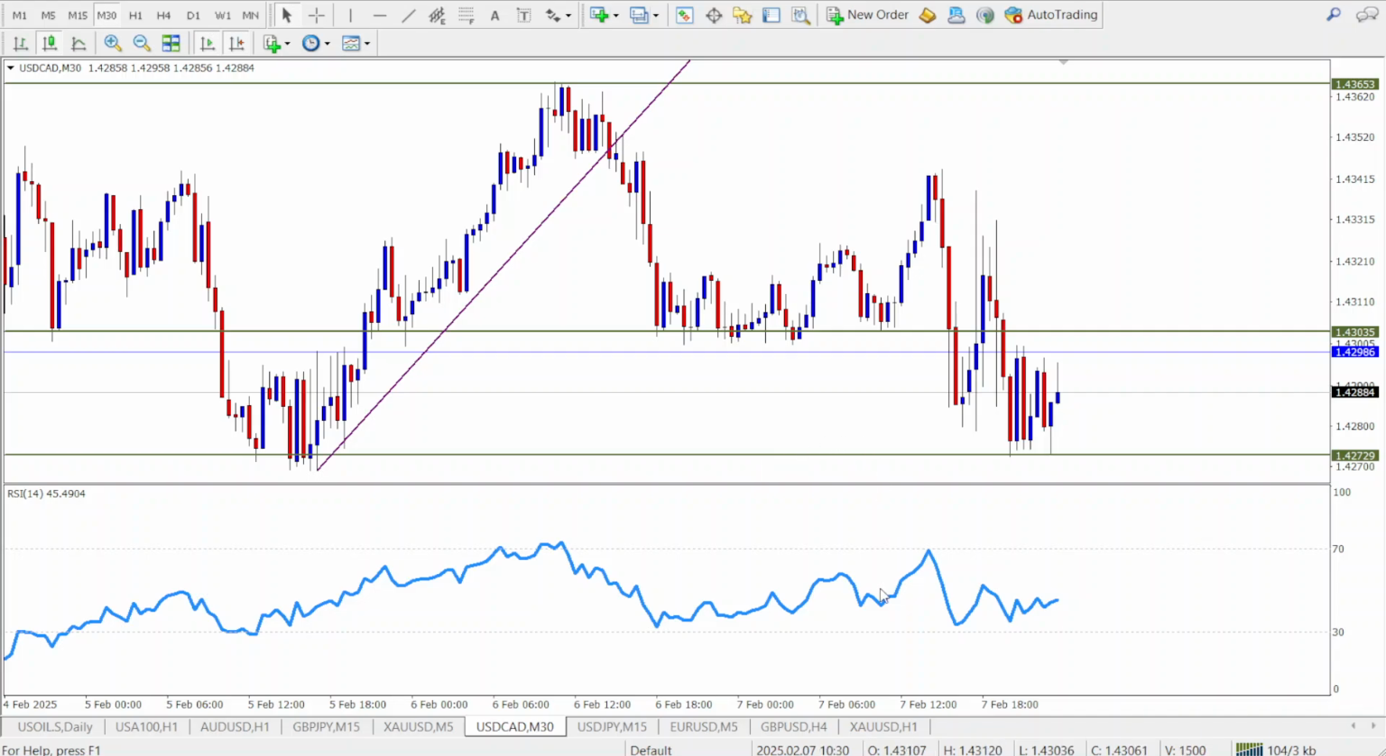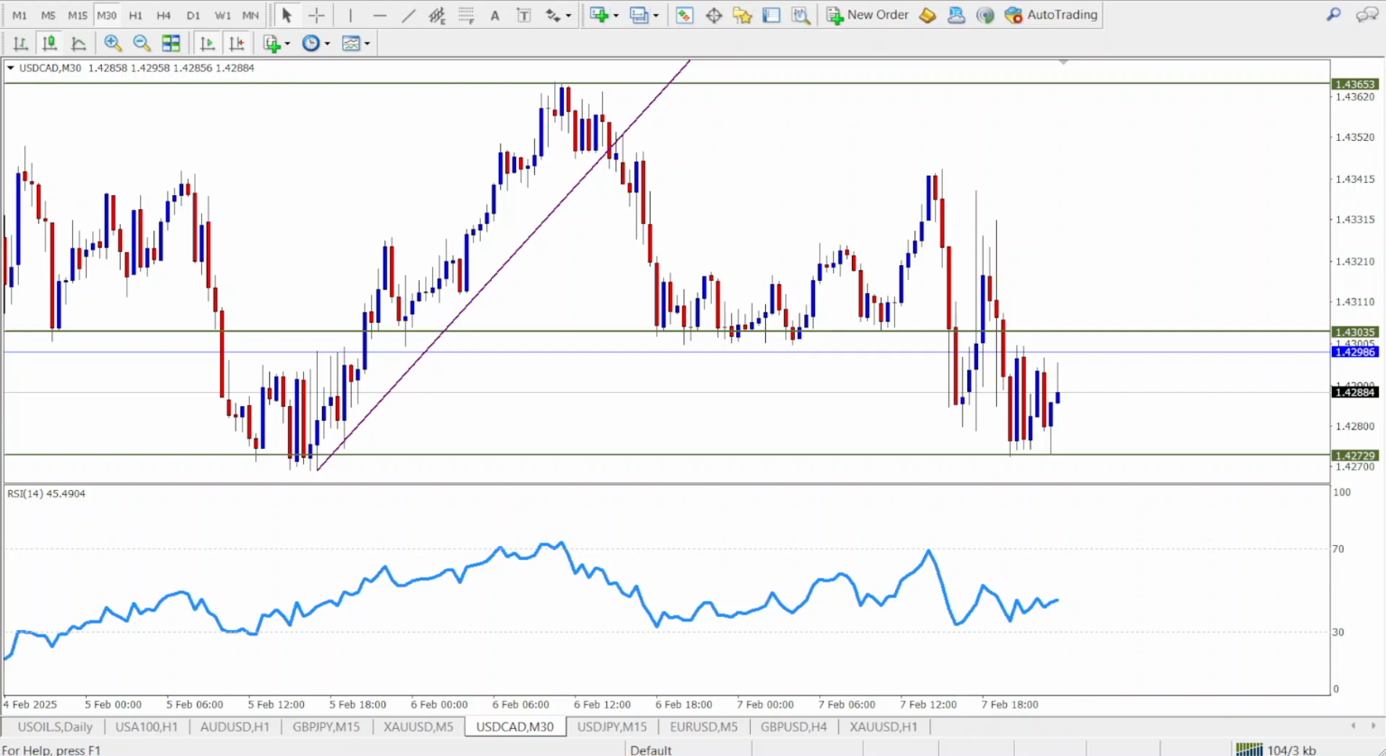Or you can actually exit when the RSI reaches the middle or opposite extreme. That is, if you are in a buy trade, maybe when the RSI reaches the 70 level, you can exit your buy, or when the RSI reaches the 30 level, you can exit your sell.